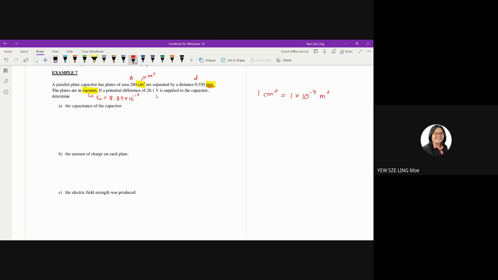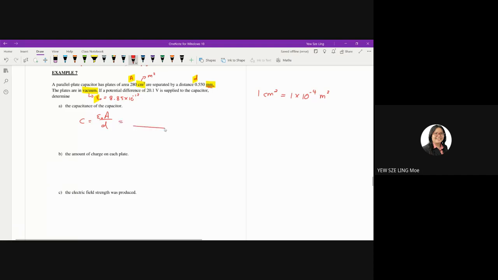If the potential is 20.1 volts supplied to the capacitor, calculate the capacitance of the capacitor. Now, you want to calculate the capacitance. Obviously, you are given A, you are given d, you are given epsilon. Straight away, you can calculate C by using epsilon naught A over d. This question is just to test whether you know how to do unit conversions or not, so you have to be extra careful with all these units.